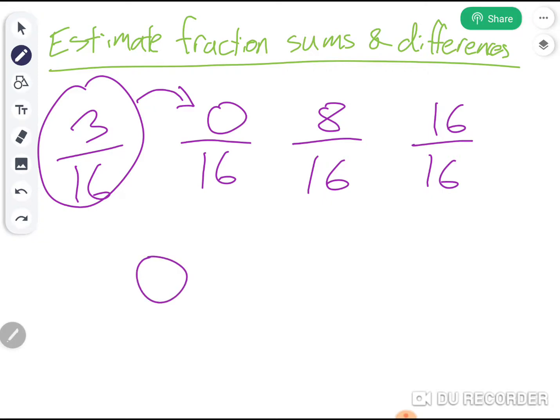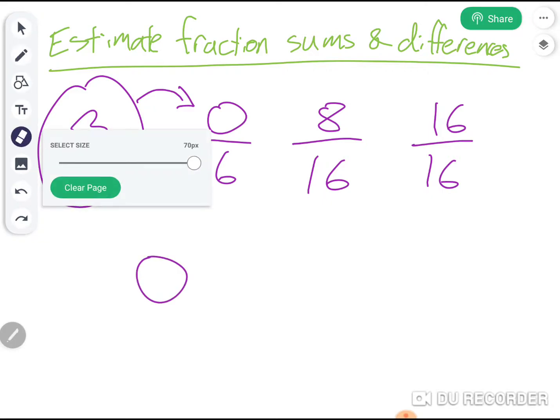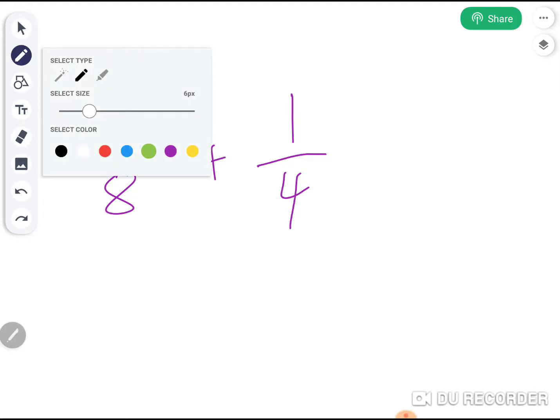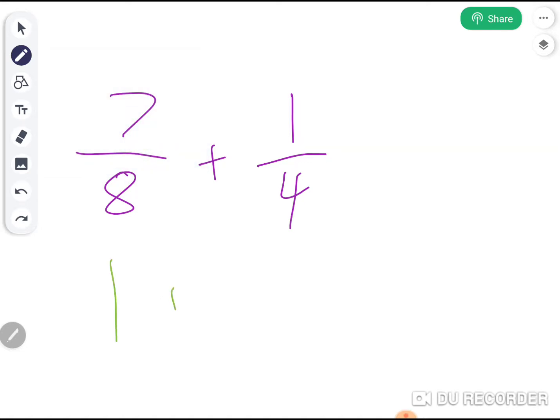We can use that as we're also trying to estimate sums and differences of fractions. If we had a problem, let's say 7/8 plus 1/4, we can say 7/8 is definitely closest to about 1, and 1/4 is closest to 0. And 1 plus 0 is 1. So as a nice easy estimate, we could say that 7/8 plus 1/4 is equal to about 1.